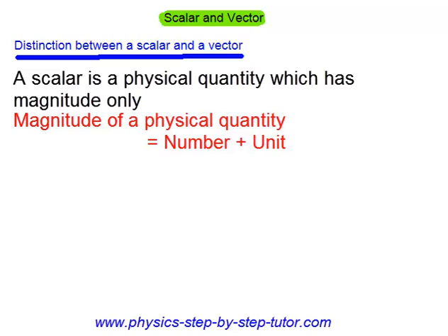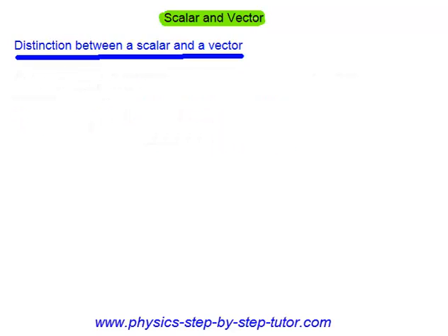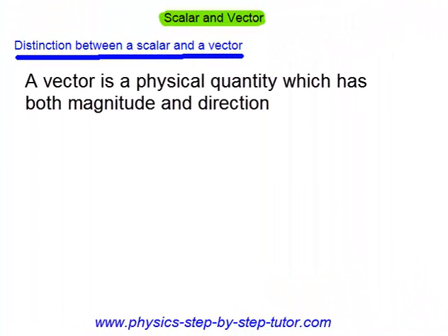For instance, length is equal to 5 meters. 5 meters is the magnitude of the physical quantity. You can see it has the number 5 and it has the unit meters. So the physical quantity we are talking about here is length. A vector, on the other hand, is a physical quantity which has both magnitude and direction. So it has two things: magnitude, which is represented by a number and a unit, and the direction.